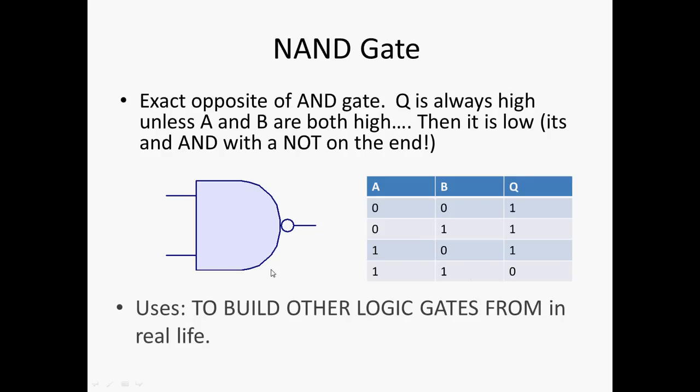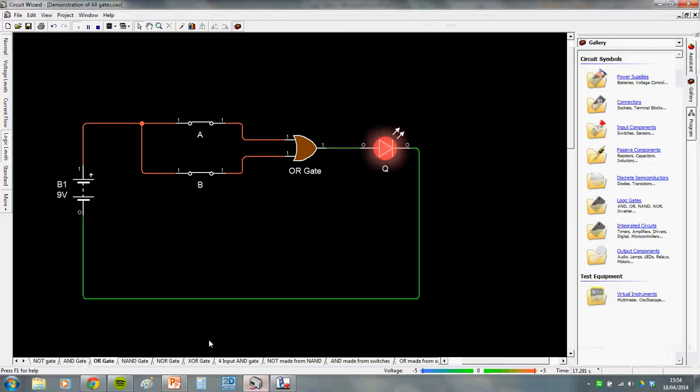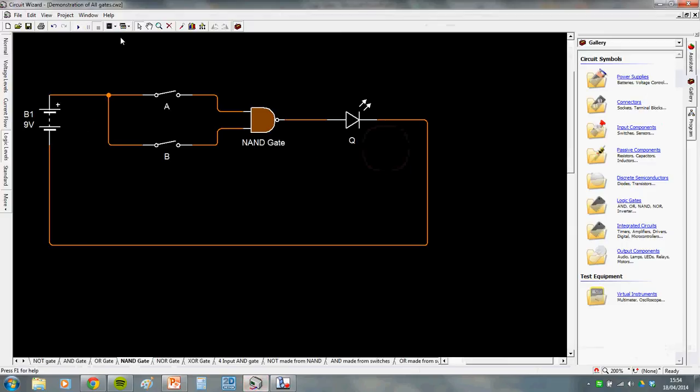There you go. Uses, well, it can be used for things in its own right, but the main one is that you can build other logic gates from it. That's the most important thing. So let's have a look at that in the truth table again. We'll look at that as a circuit to prove it here. It's on, still on, still on. The only time this will turn off is when both of them are on, and then we get logic 0. So that's a NAND gate.